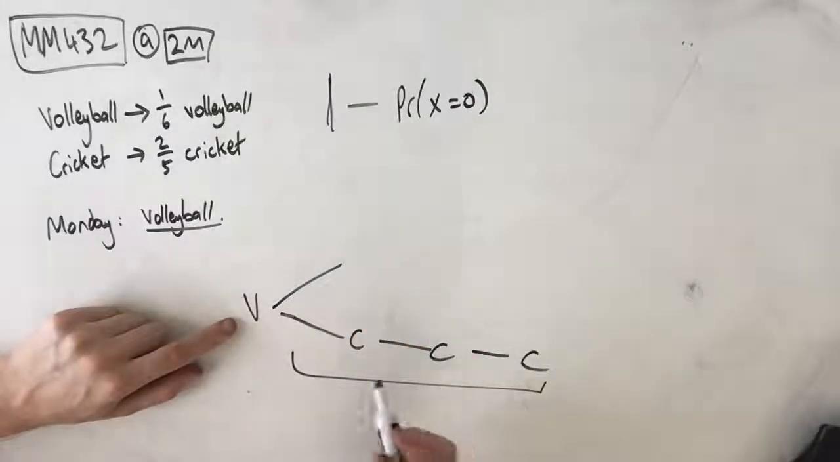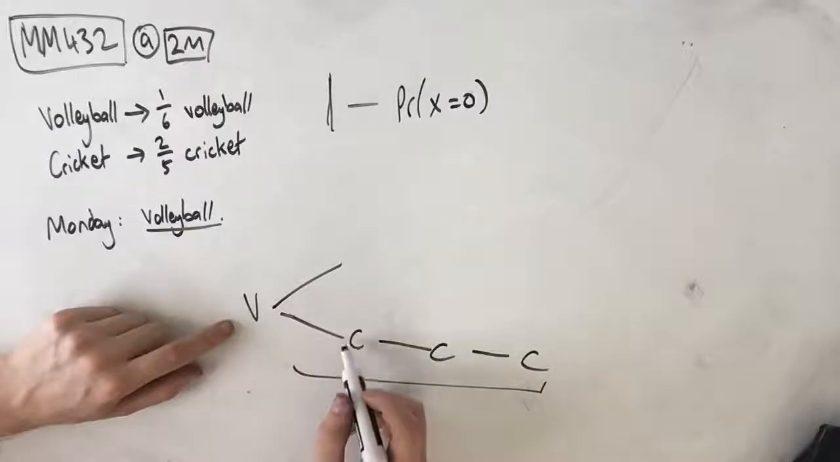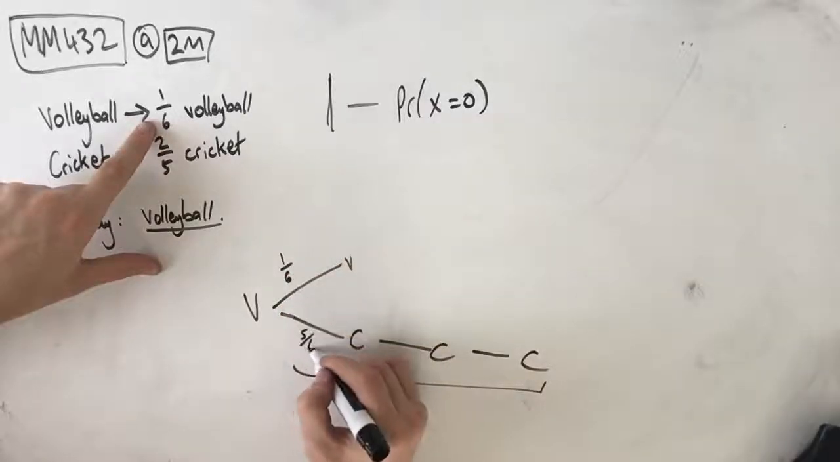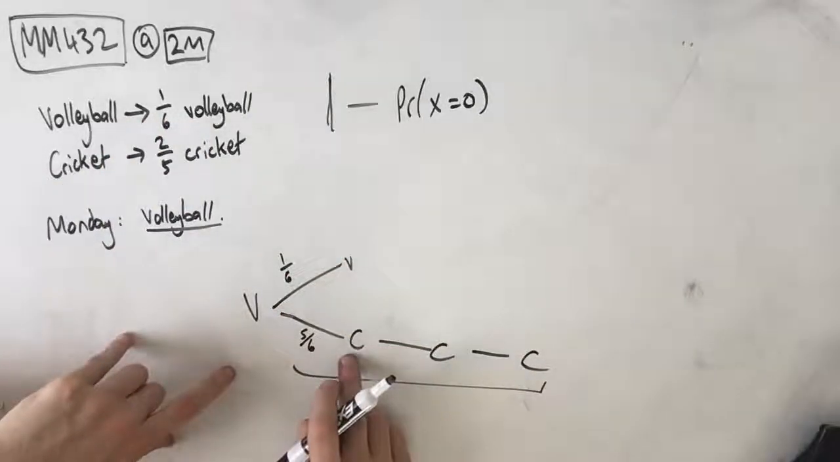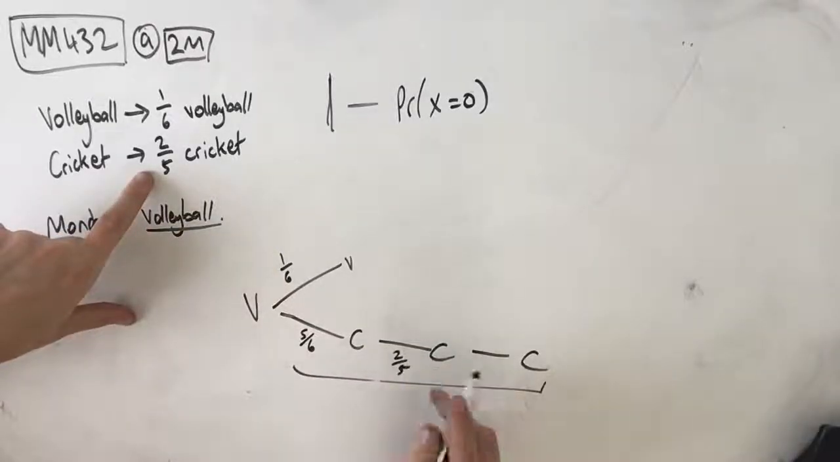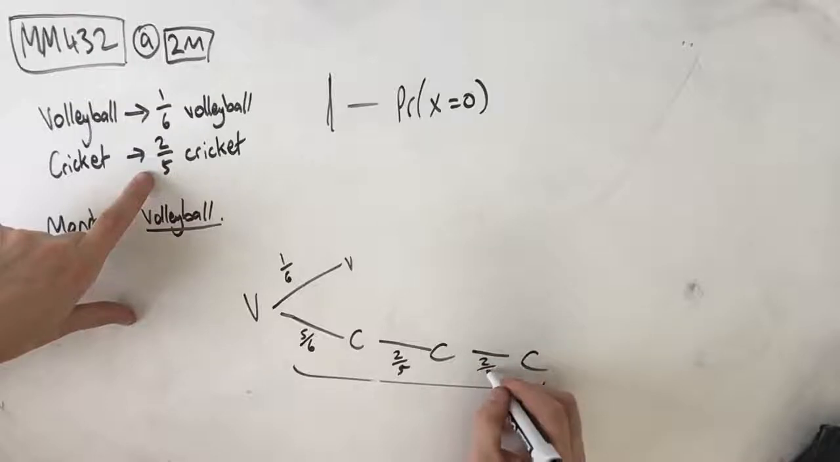Okay, so if he plays volleyball, the probability that he plays cricket the next day is 5 in 6, because the probability that he plays volleyball is 1 in 6. So 5 in 6 here. If he plays cricket the second day, the probability that he plays cricket the next day is 2 in 5. And because he's played cricket here, the probability that he plays cricket again is 2 in 5.